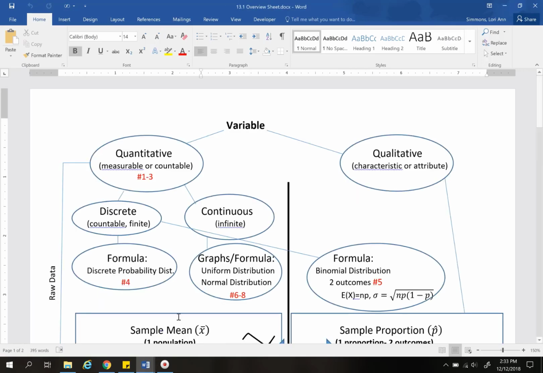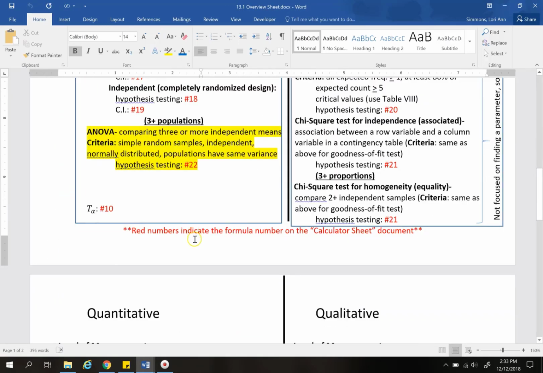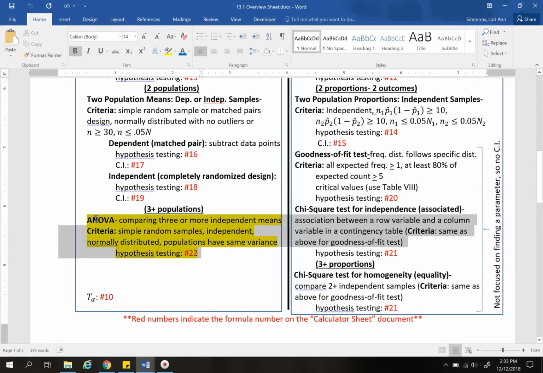If you pull up your overview sheet, we are on the last addition to the overview sheet. So this is what we will be learning today.